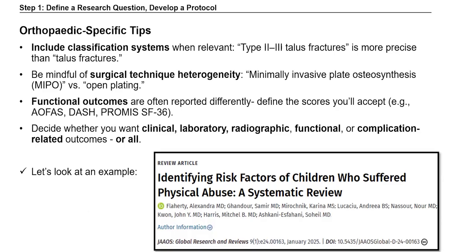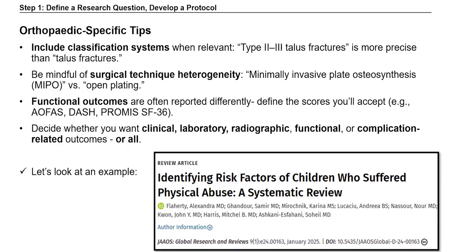Some orthopedic-specific tips. We should always consider including classification systems. For example, when you're dealing with talus fractures, it's better to mention the type of the fracture versus just mentioning talus fractures, because as you might know, this affects the outcome. So we have to be as specific as possible.